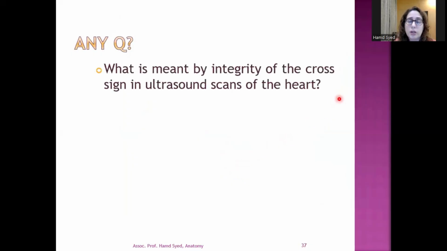Now that we've covered the topic related to the formation of septae, as I told you, the septae are going to be formed in the 5th week of development in the heart. And we can check the integrity by the cross sign in ultrasound scans of the heart. So the cross sign is simply a marker for checking the normal formation of the septa of the heart. So in echocardiograms, we focus on that region which is forming the septae. It appears in the form of a cross, which is indicating that normal septae have formed between the atria and the ventricles.